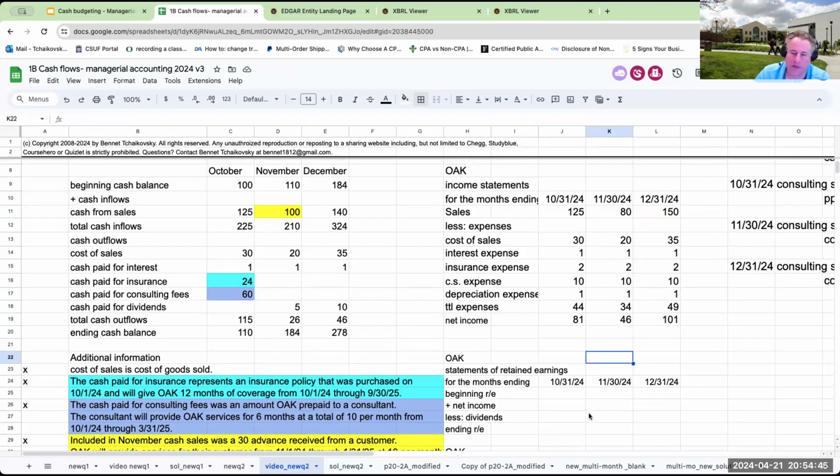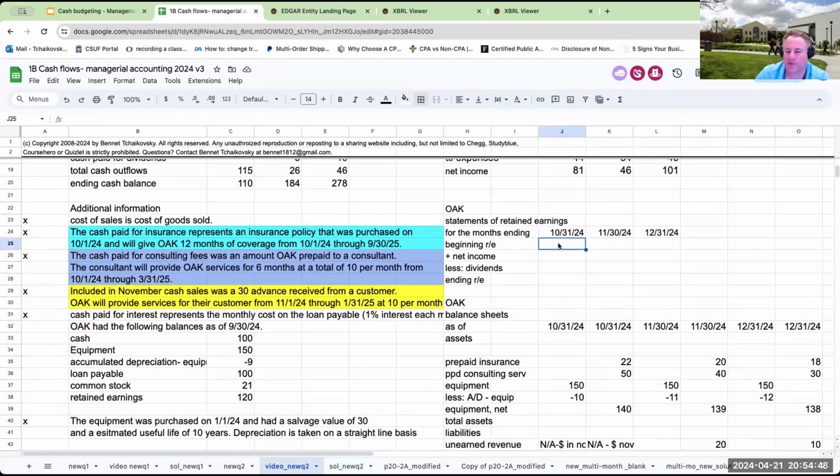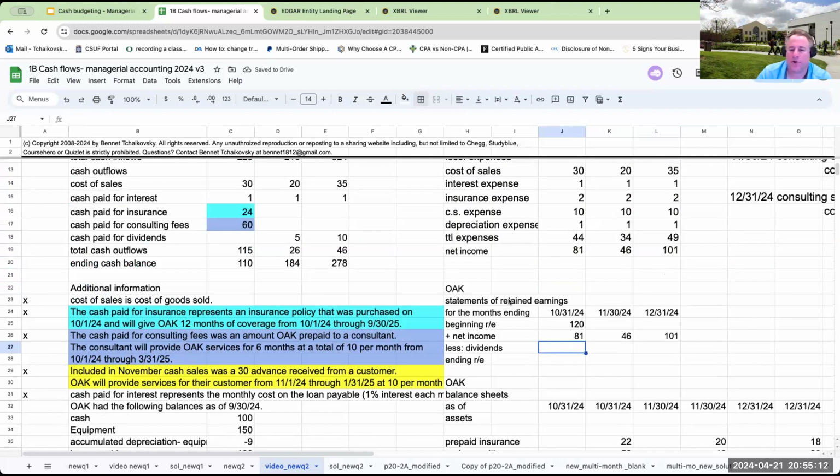So I need to do that part first because when I come over here to my statement of retained earnings, my beginning retained earnings was 120. The ending as of September becomes my beginning for October. My net income was 81. We can just fill in the net incomes that we just went through up here. And I had no dividends being paid for the month of October. There were none. So my total retained earnings as of October 31st is going to be 201.